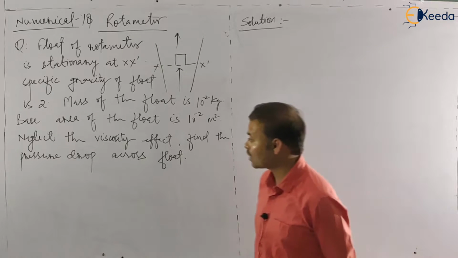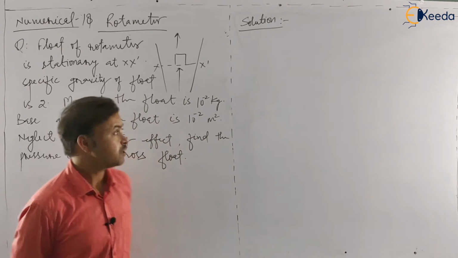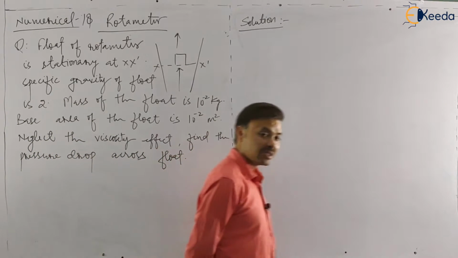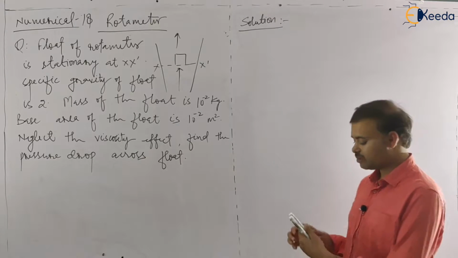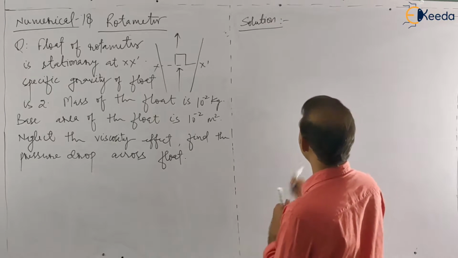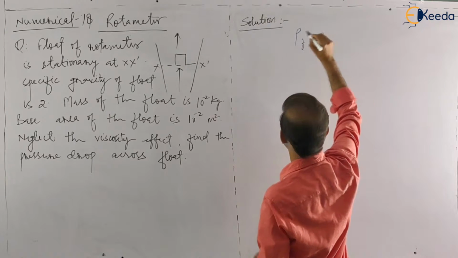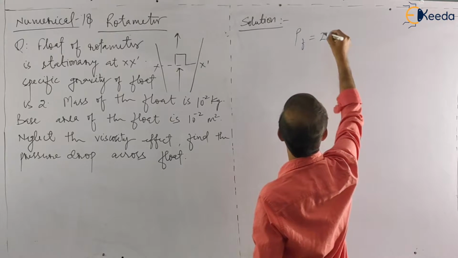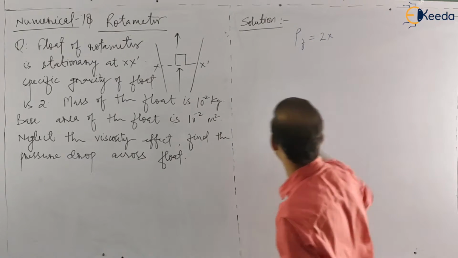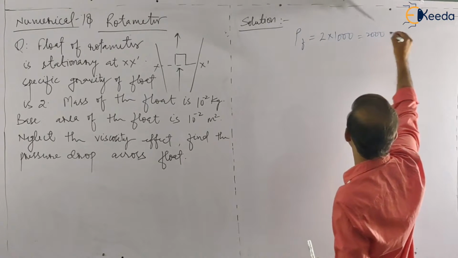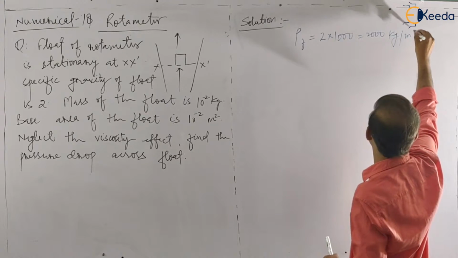So you have to calculate the pressure drop in this question, and the data and the figure are given. The data given is the specific gravity of the float. If the specific gravity of the float is given, then what will be the density of the float? Rho F will be equal to 2, that is the specific gravity, into the density of water. The density of water is 1000 kilogram per meter cube. So it will be 2000 kilogram per meter cube.